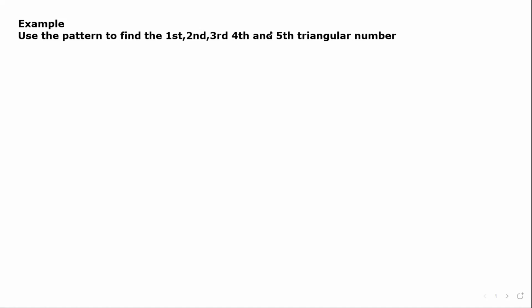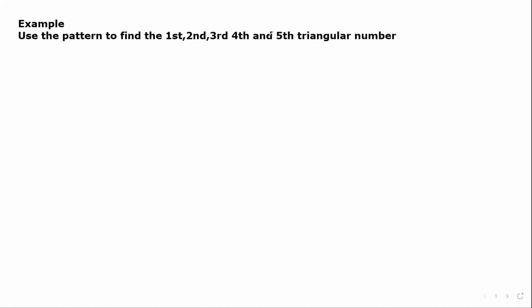We should add all the counting numbers up to 4, the first 4 counting numbers. When you add the first 4 counting numbers, the answer that you get is the fourth triangular number. To get the fifth triangular number, you add the first 5 counting numbers, and then you get what?